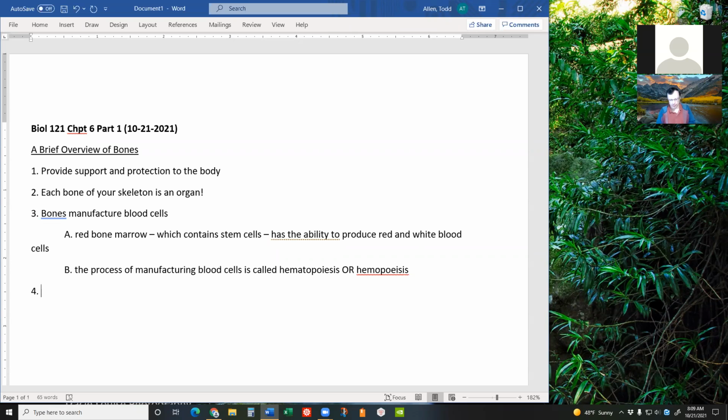Well, let's see, what else do bones do? Okay, bones actually store minerals for us. Think about how much internal volume and surface area there is for all the bones of our skeleton. That presents an incredible opportunity to store materials that might be beneficial to our physiology. So bones store minerals.